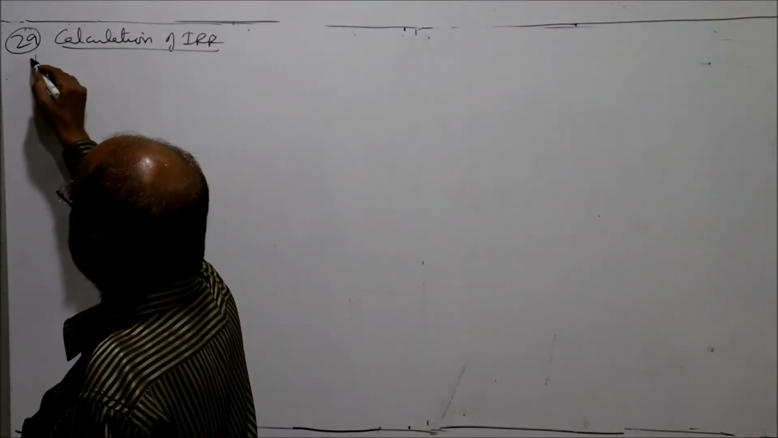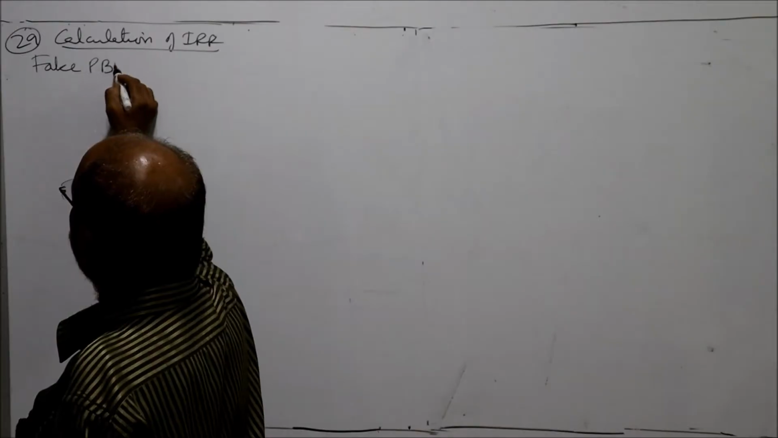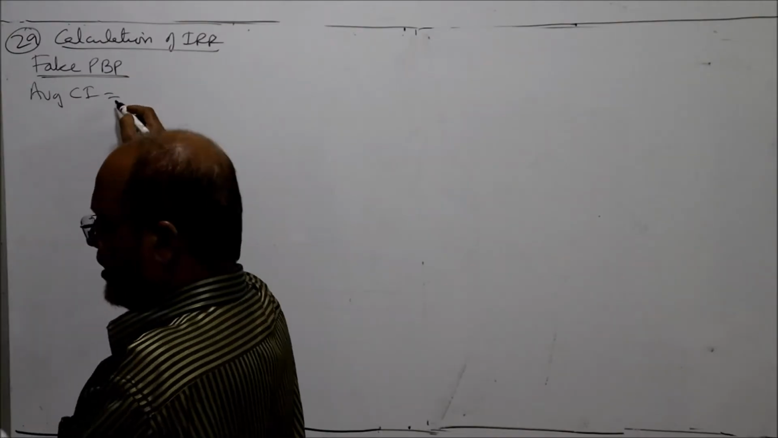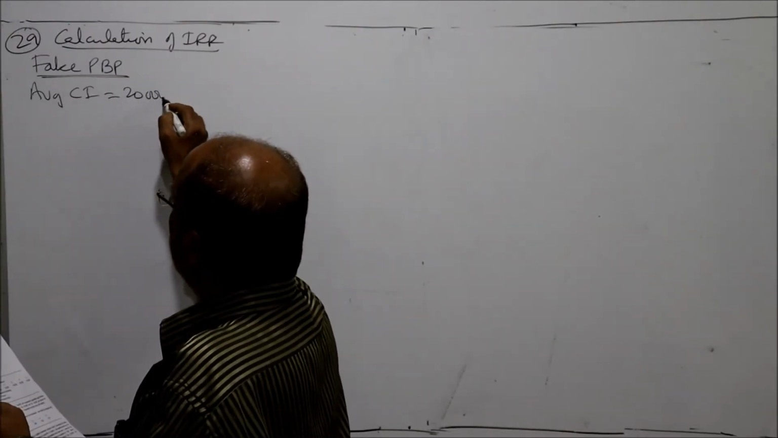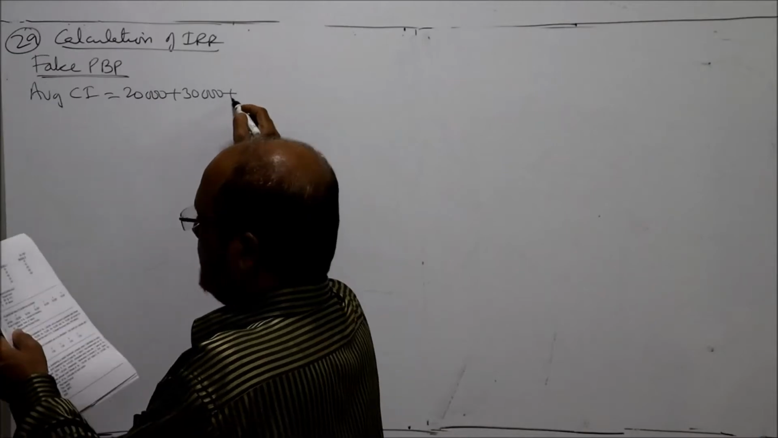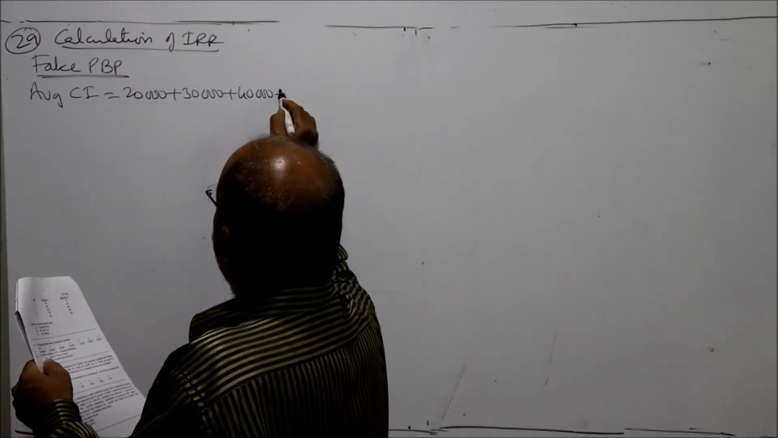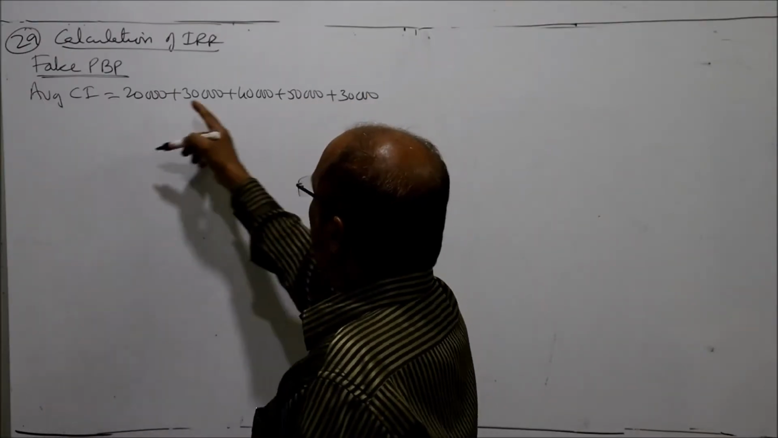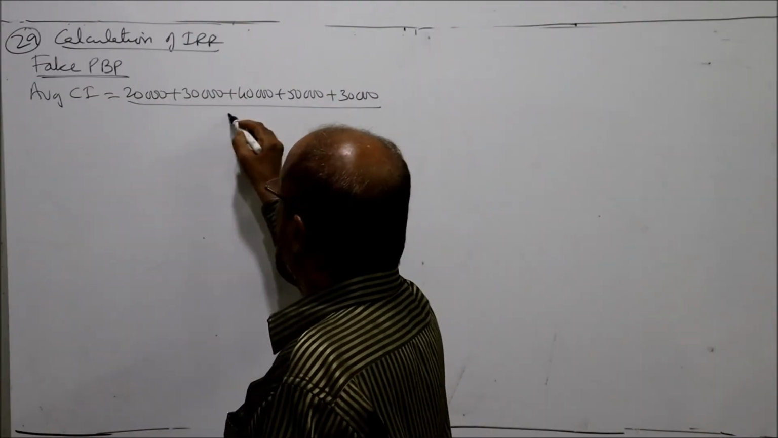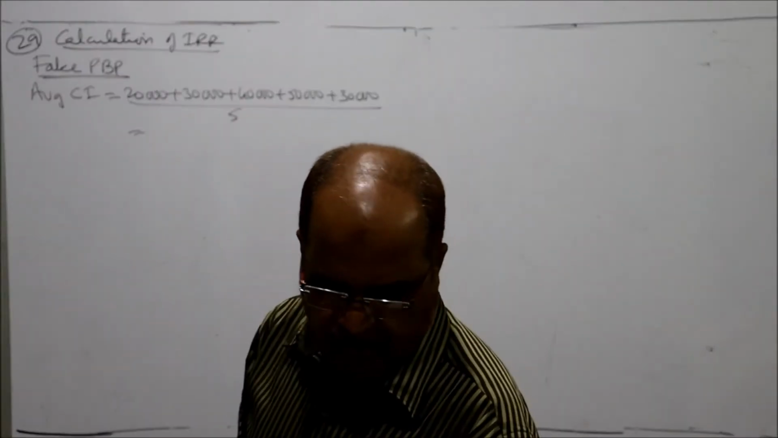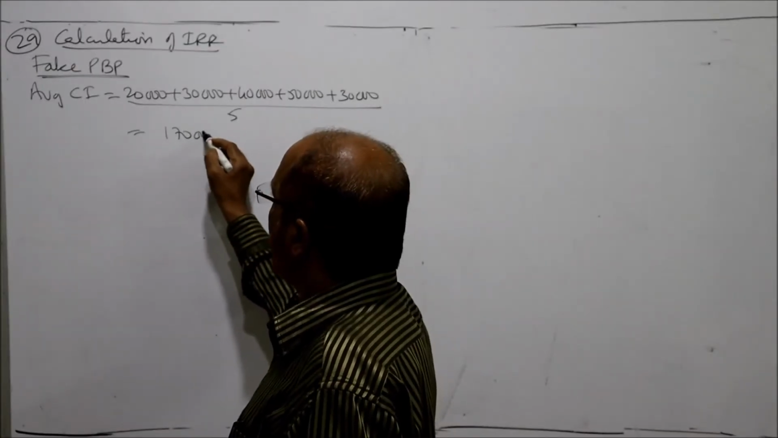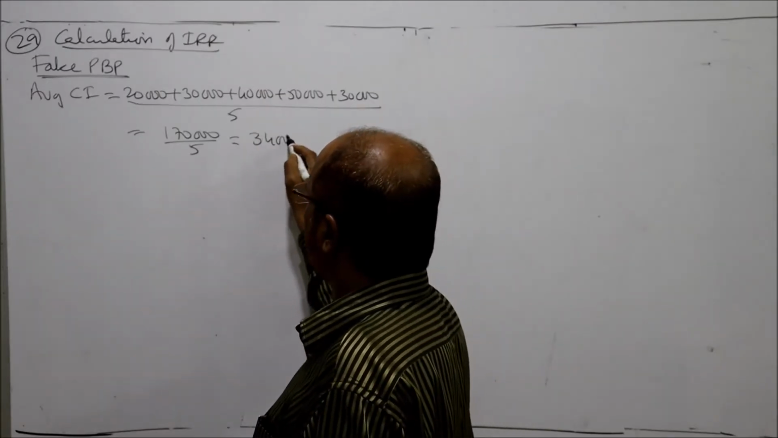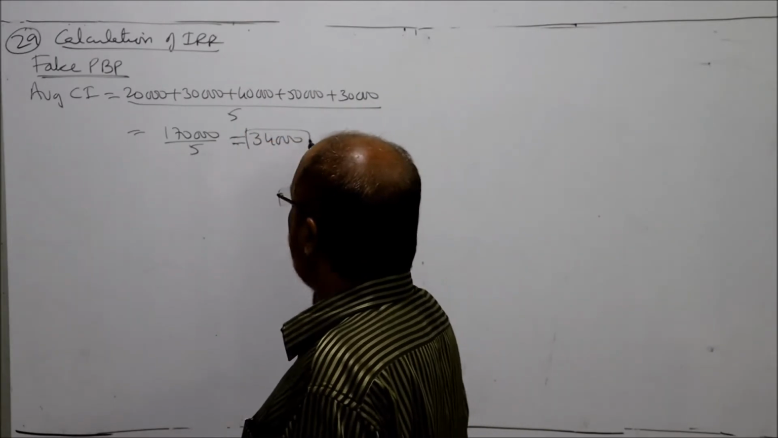Calculation of IRR. So first we calculate fake PVP. For fake PVP we calculate average cash inflow. Average cash inflow is 20,000 plus 30,000 plus 40,000 plus 50,000 plus 30,000, 1, 2, 3, 4, 5, divided by 5. You are getting 1,70,000 divided by 5. So you are getting 34,000. 34,000 is the average cash inflow.